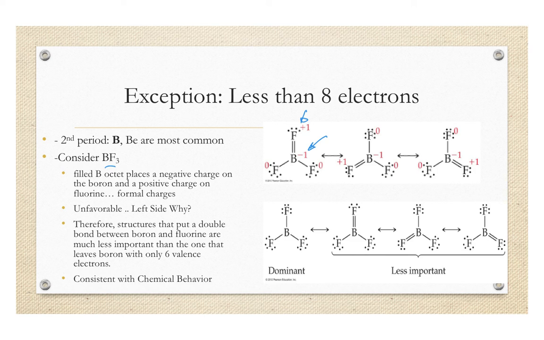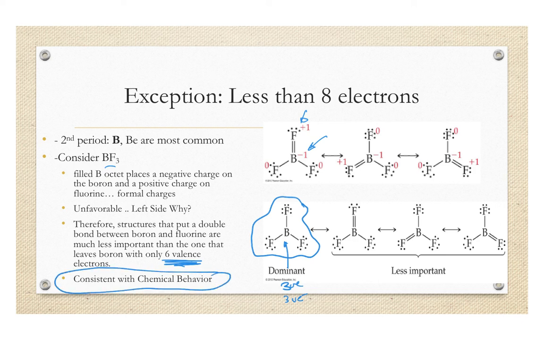There is another structure that works for us, and that is putting a single bond around the boron and filling the octet of all of the fluorines. This leaves everything with a formal charge of 0 because boron only brings 3 valence electrons to the party, and now we've got 3 valence electrons that are assigned to it. So that leaves boron with only 6 valence electrons, and in this particular case that is favorable. We also know that this is true because it's consistent with the way that boron bonds with other things, consistent with the chemical behavior that we actually see happen.